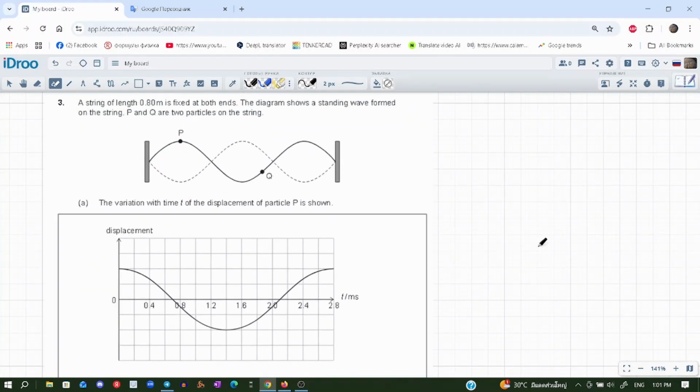Okay. This is a standing wave, so the amplitude of point P is like this, and the amplitude of point Q is like this, so it's less. Something like this. It's okay, I suppose.